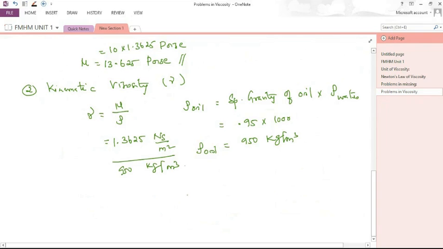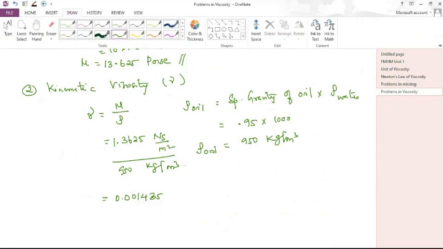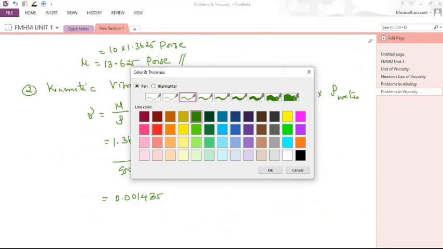So now, after simplification, you get the value of around 0.001435, right? So what will happen to the unit here? Actually, we ask it in terms of Stokes. Stoke is nothing but centimeter square per second. So you have to form it in terms of centimeter square per second. See how the unit conversion takes place here.